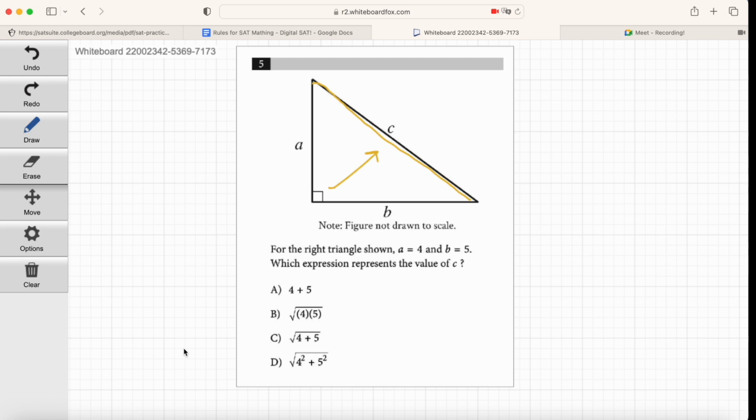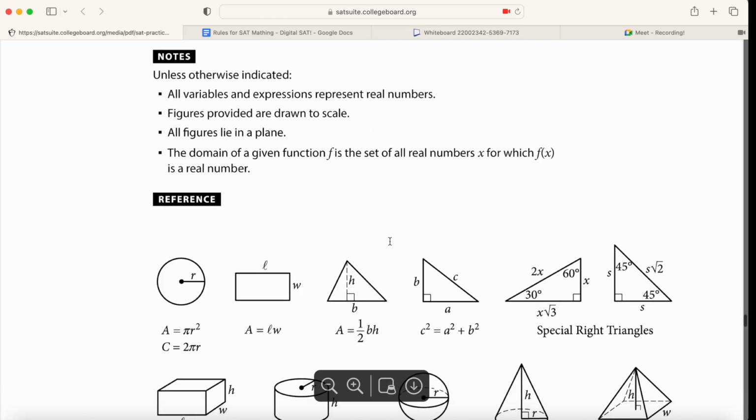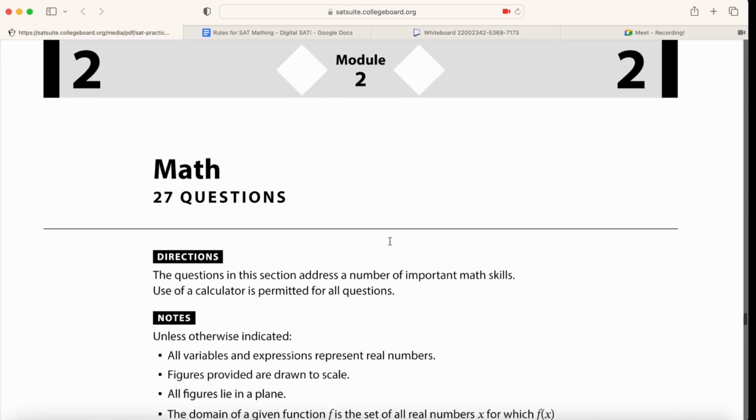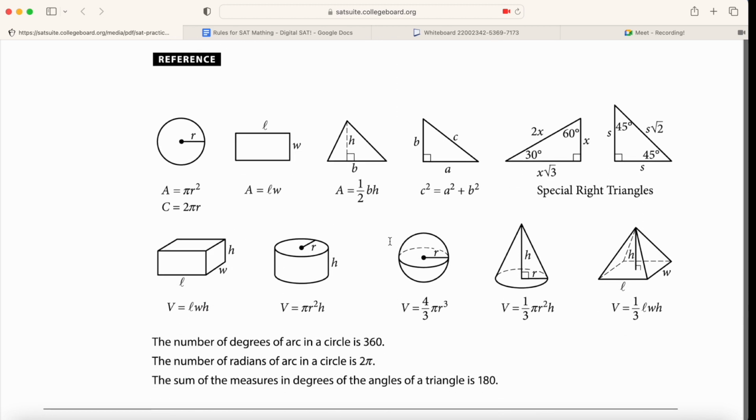So I want to go to the practice test real quick. You should have access to that. Go and bring that up. I'm going to bring it up on my end. I'm at the very beginning of module 2. The same page is at the beginning of module 1 as well. They give us a bunch of formulas: the area of a circle, circumference of a circle, area of a rectangle, area of a triangle. And then the fourth figure is the Pythagorean theorem. Do you see it right there?